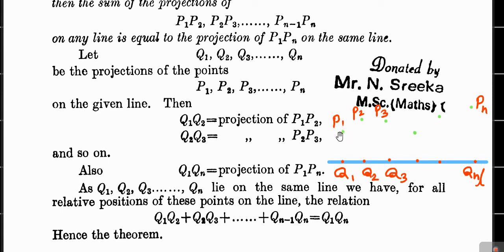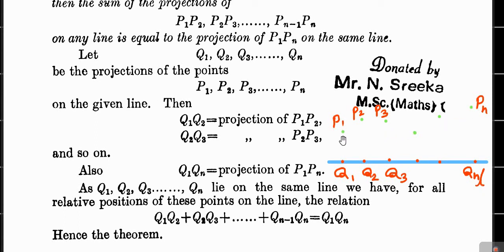Then if we want to find the sum of the projection of segments P1 to P2, P2 to P3, P3 to P4 and continued up to Pn, then the sum of these projections is the same as the projection of P1 Pn on the line L.